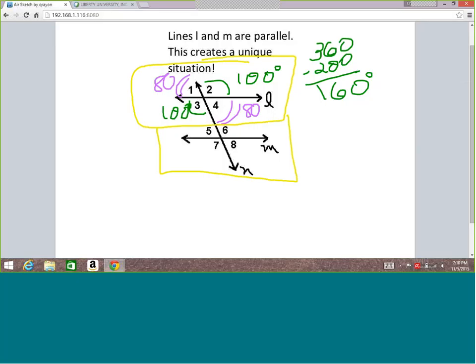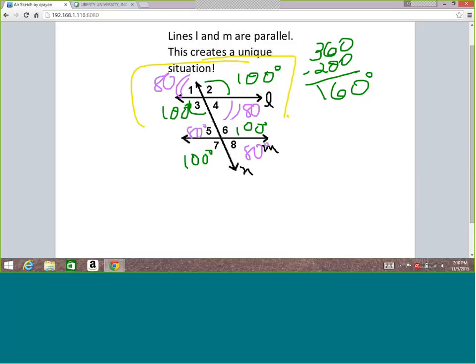So knowing that, since I know 5, 6, 7, and 8 is a copy of 1, 2, 3, and 4, I need to make some space here so I can write on it. I know that angle 6 would be 100 degrees. And angle 7 would be 100 degrees. And angle 8 would be 80 degrees, and angle 5 would be 80 degrees.